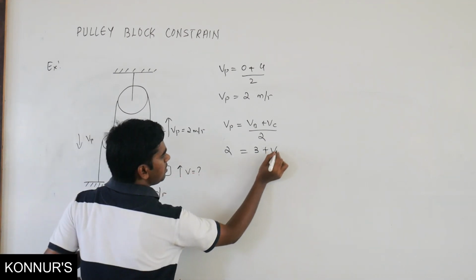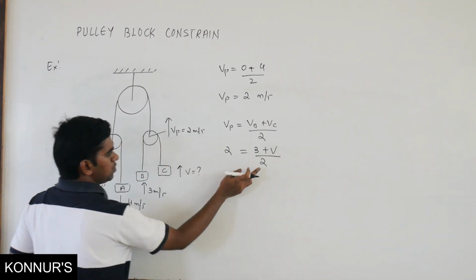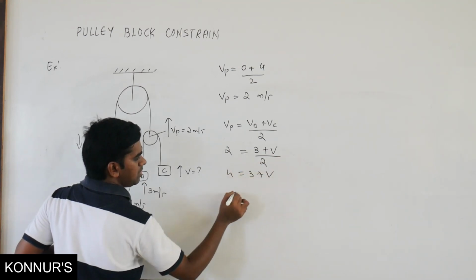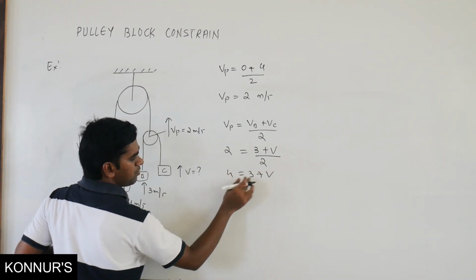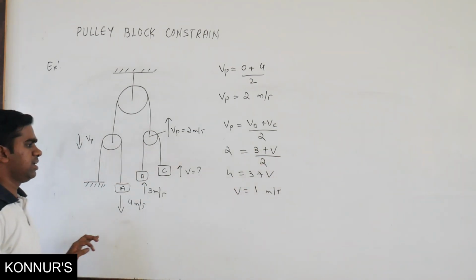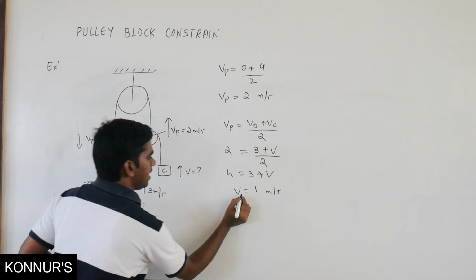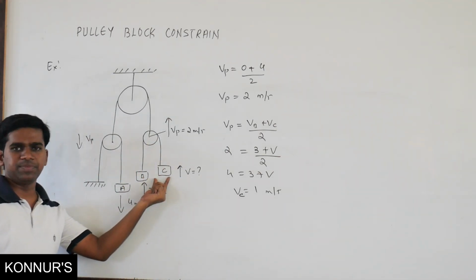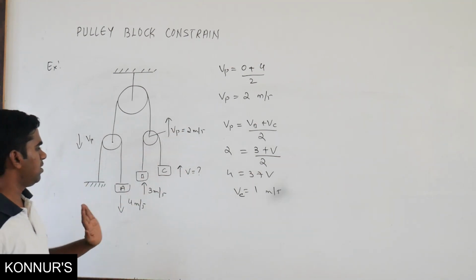V. This is V only divided by 2. So this will become 4 equals 3 plus V. So V equals 3. 4 minus 3 will become 1 meter per second. Okay, so this is what you got: directly the velocity of block C. So this is how we can solve it easily.